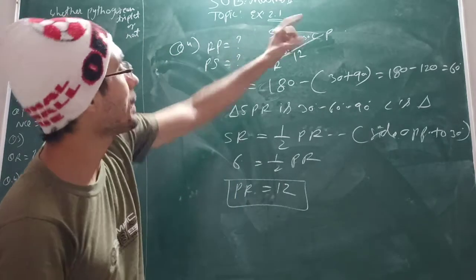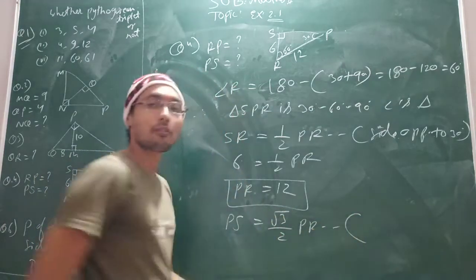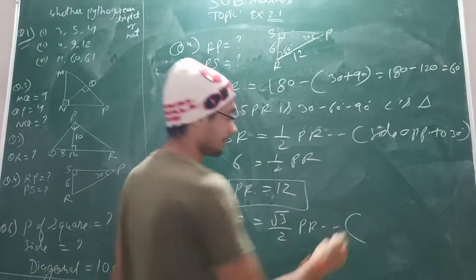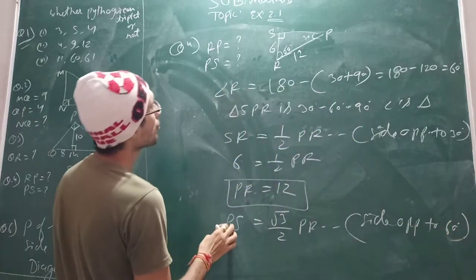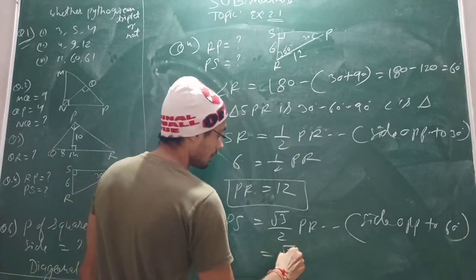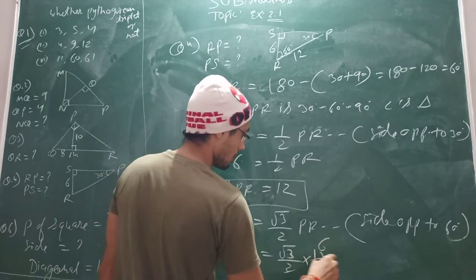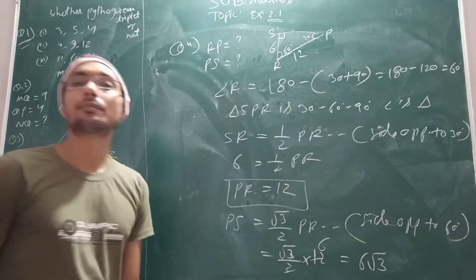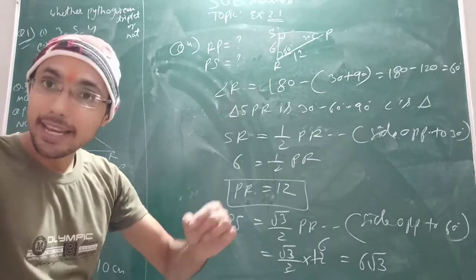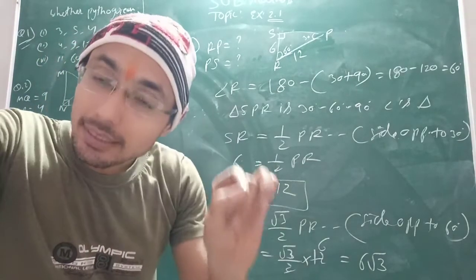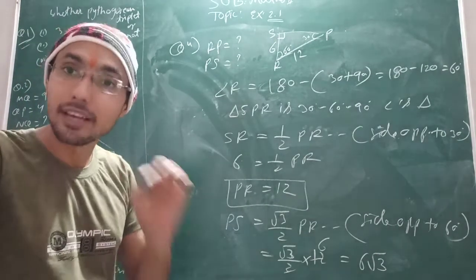So now we have to find out PS. PS is root 3 upon 2 times PR, if you remember the formula, which is for the side opposite to 60 degree. So PS is not given, but PR is given. So PR is 12, 2 sixes are 12. So the answer is 6 root 3. Okay. So if the length of the side opposite to any angle is given, then you have to apply the formula of that angle, which was opposite to 30 degree. Make it clear very well.